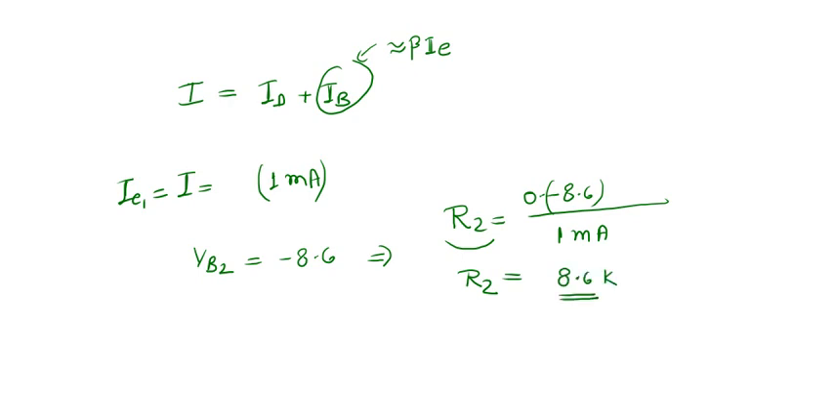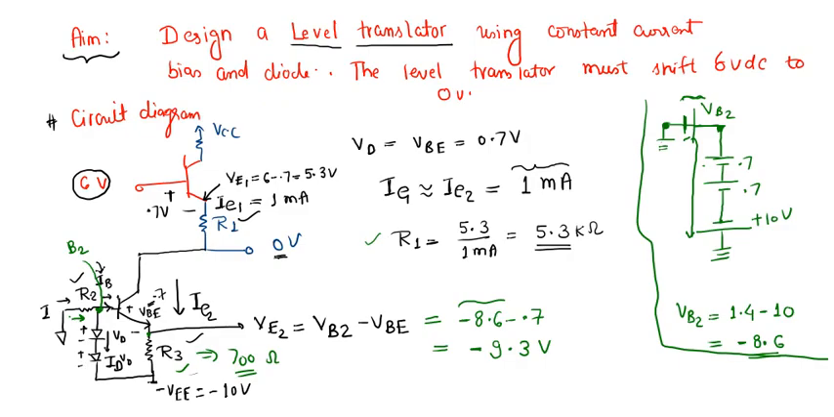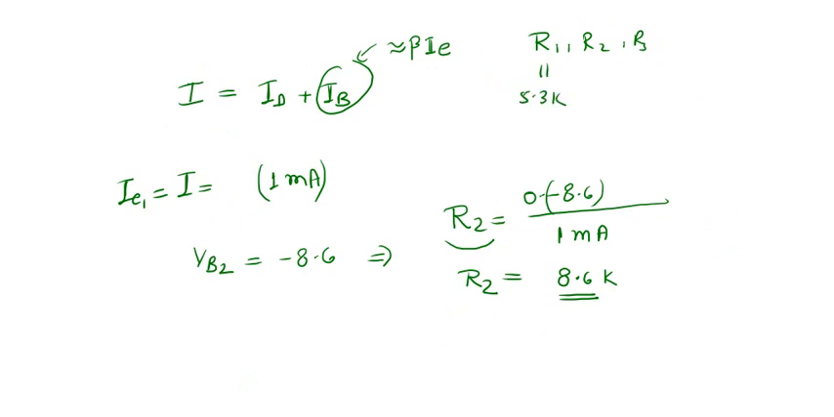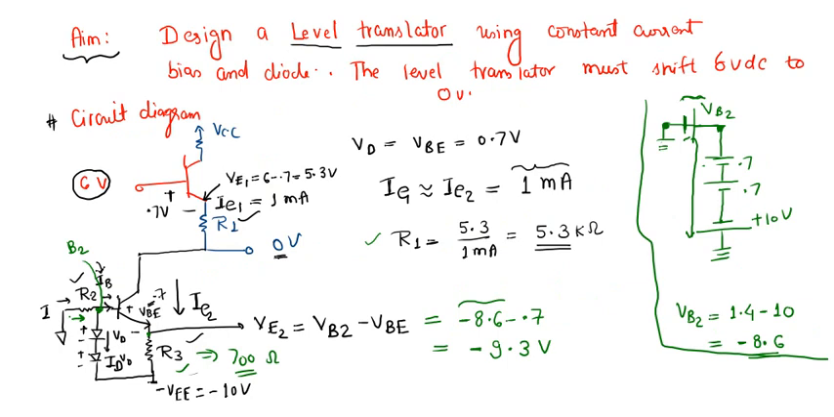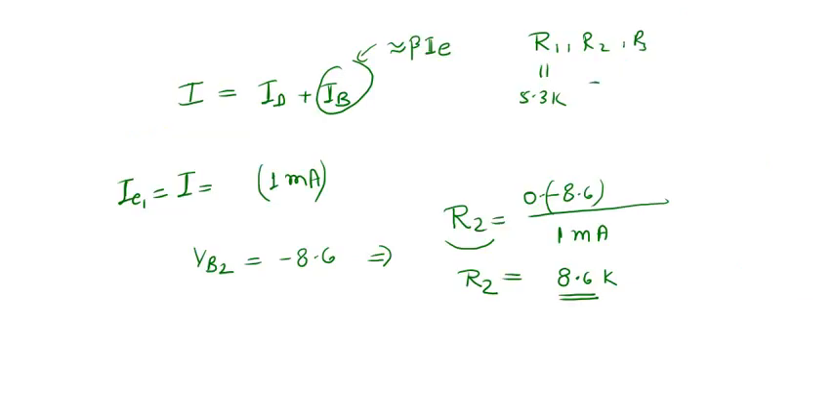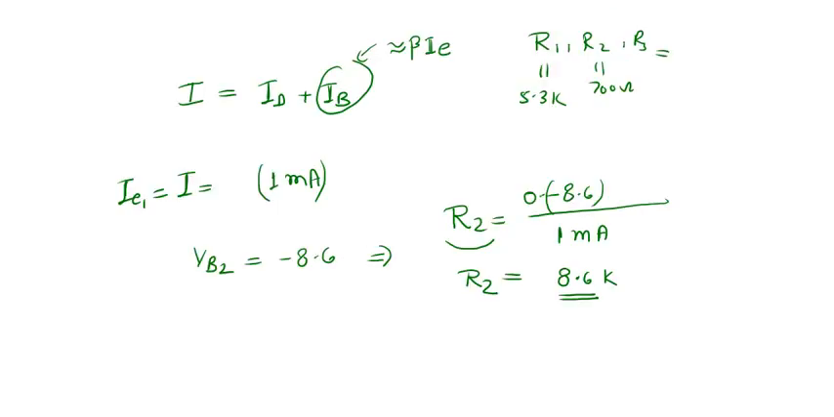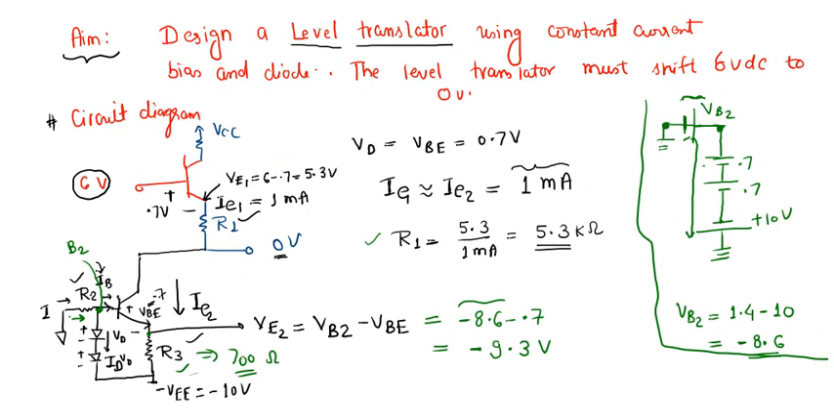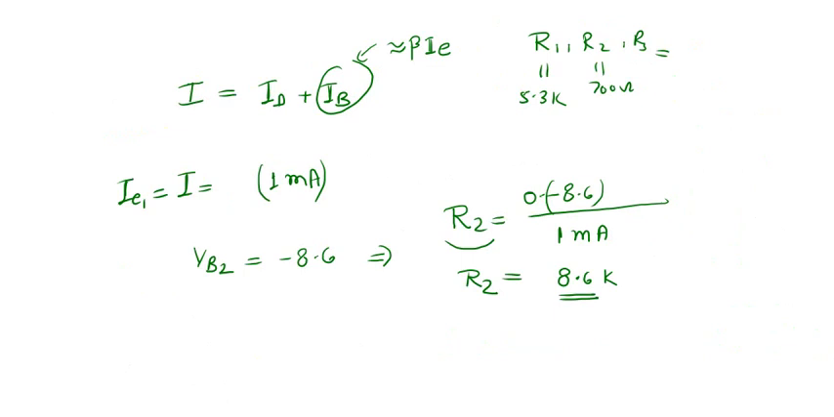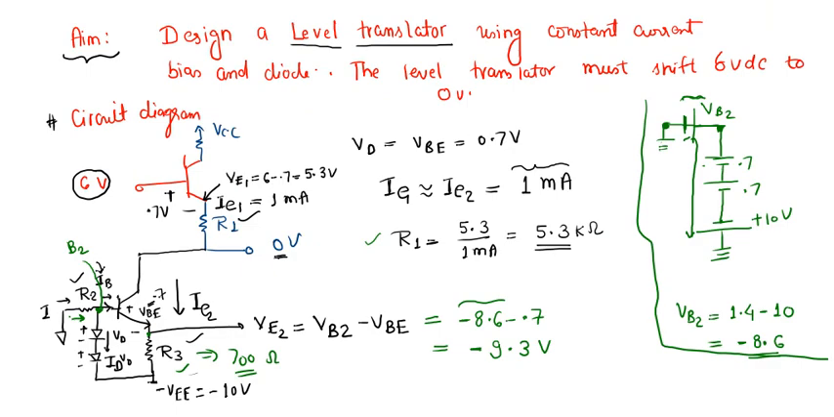So if we choose R1, R2, R3 as 5.3K, 700 ohms, and R3 as, R3 is 700 ohm in fact, and 8.6K as the value of R2, we can get 0 volt DC here.